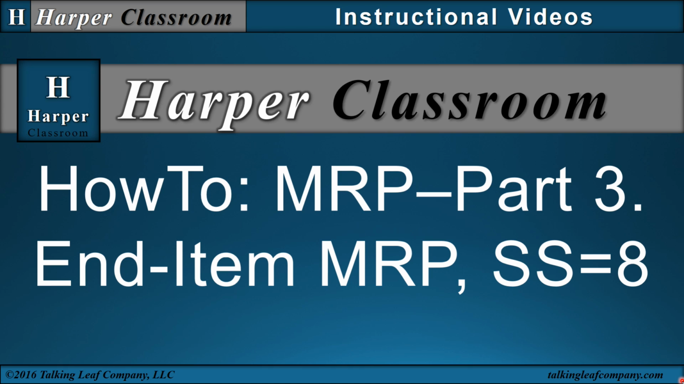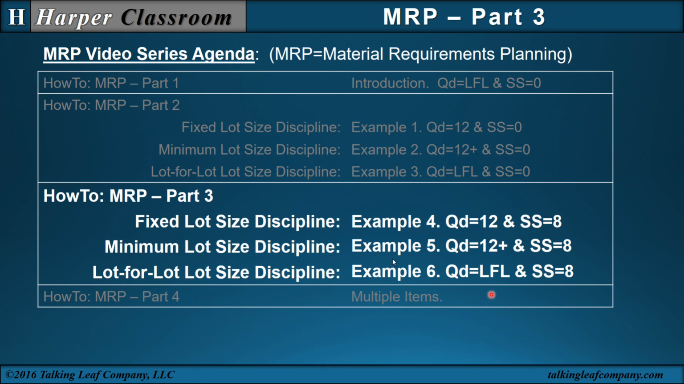This how-to video is on MRP Part 3, End-Item MRP with a safety stock of 8. The MRP video series for material requirements planning is a 4-part series. This video is Part 3, where I look at 3 different MRPs for the fixed minimum and lot size discipline with a safety stock of 8. But since Part 2 had examples 1, 2, and 3, then Part 3 will have examples 4, 5, and 6.